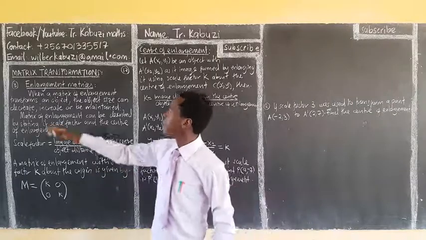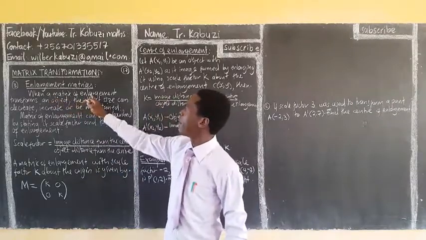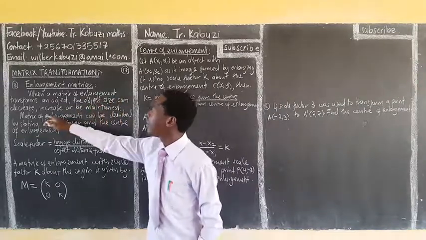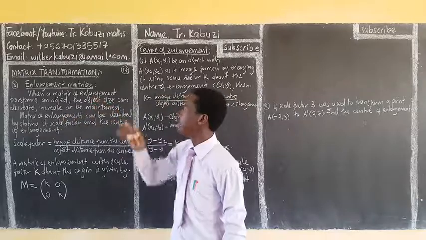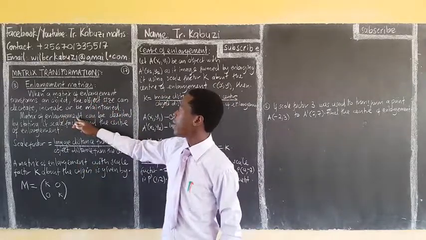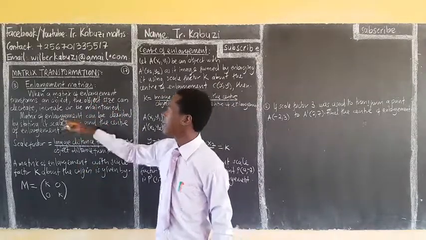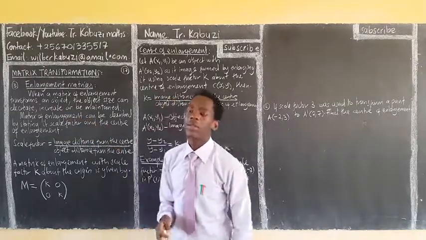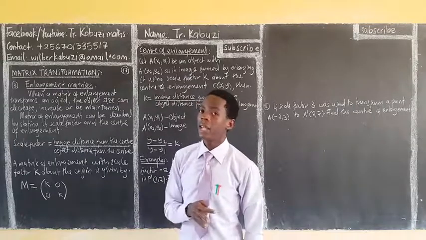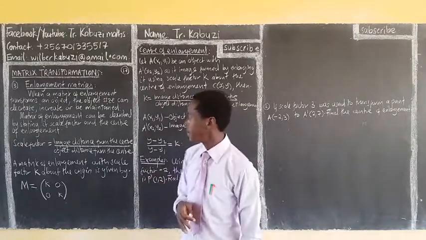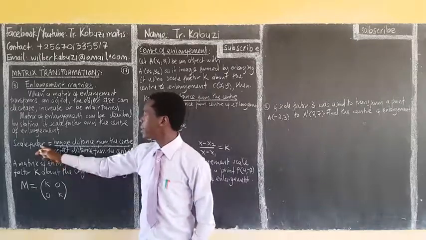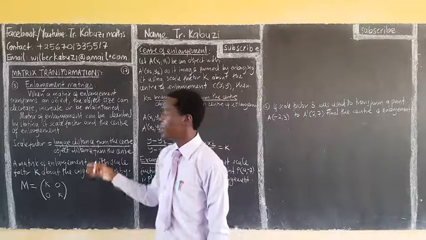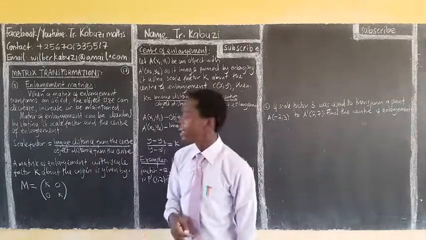Okay, let us go to this. When a matrix of enlargement transforms an object, the object size can decrease, increase, or be maintained. A matrix of enlargement can be described by stating its scale factor and the center of enlargement. So to describe the matrix of enlargement, just state the scale factor used and then the center of enlargement. Note that the scale factor is equal to the image distance from the center over the object distance from the center. We saw these things in the similarities last week.